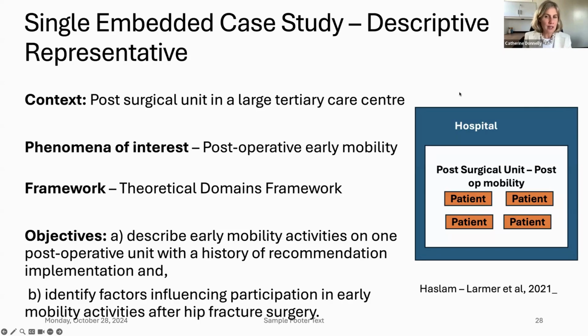So you can imagine how interesting this could have been to do a multiple embedded case study design. Imagine taking another hospital or another unit on that hospital. You could choose something like that. Again, her interest was post-operative early mobility and the implementation of guidelines. And she used the Theoretical Domains Framework, again thinking about a knowledge mobilization framework. So she wanted to look at early mobility activities in a setting with a history of recommendation implementation, and then identify factors that influence participation.